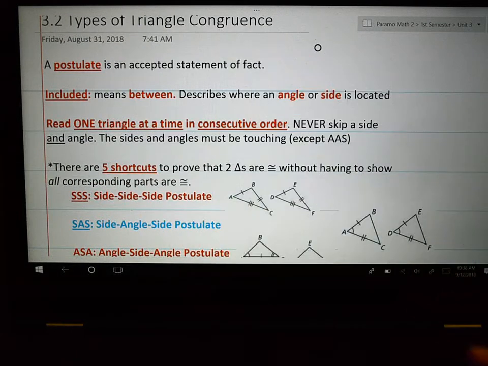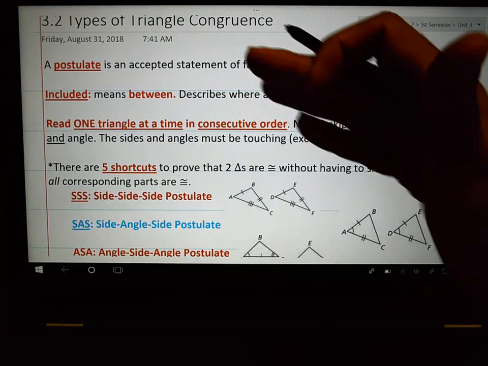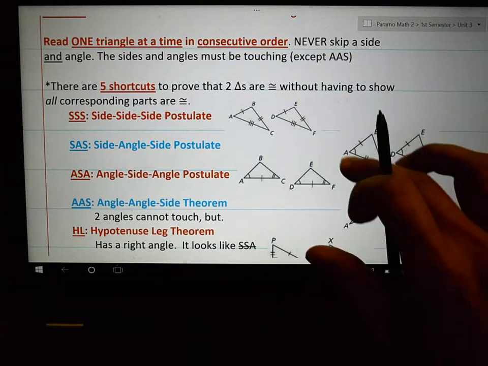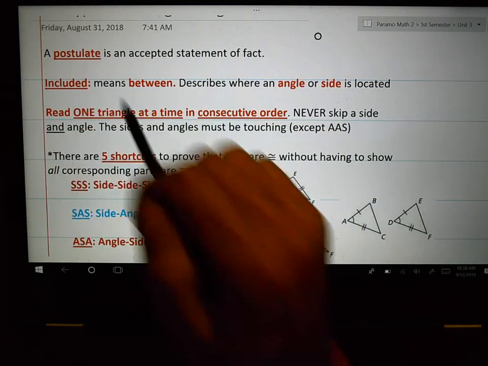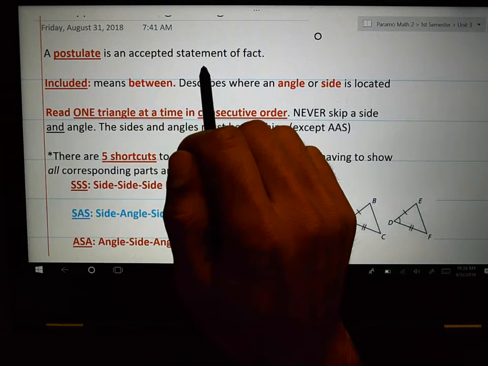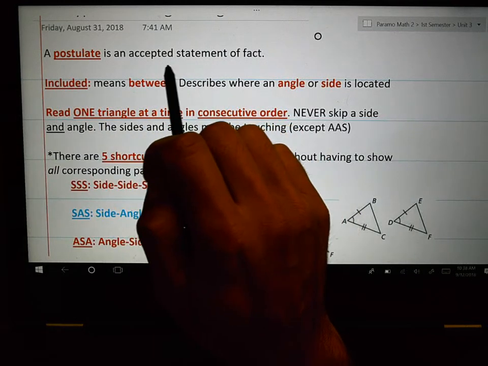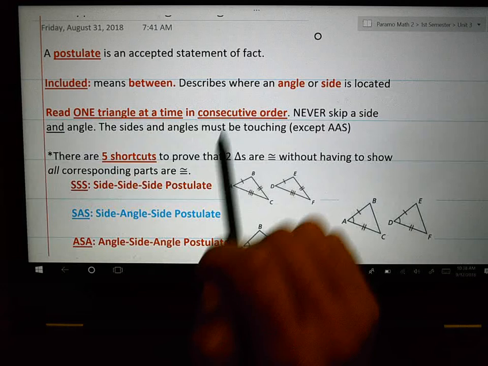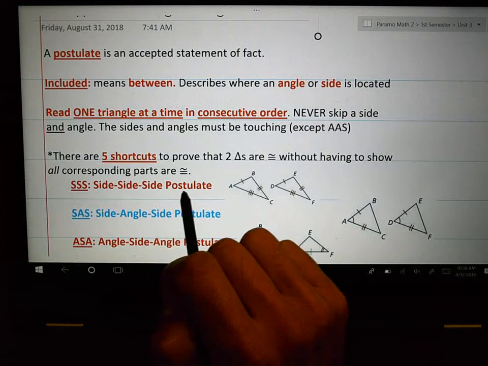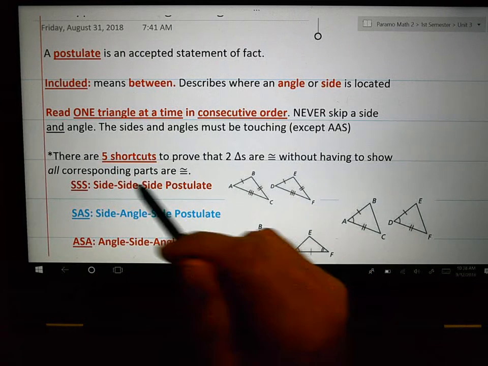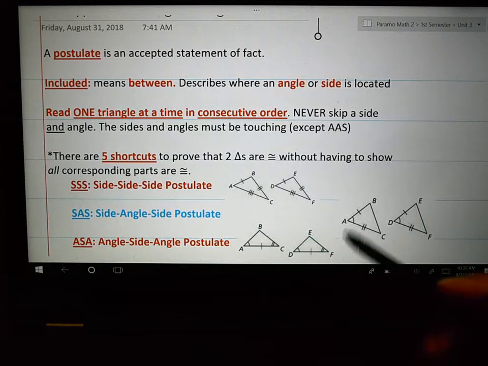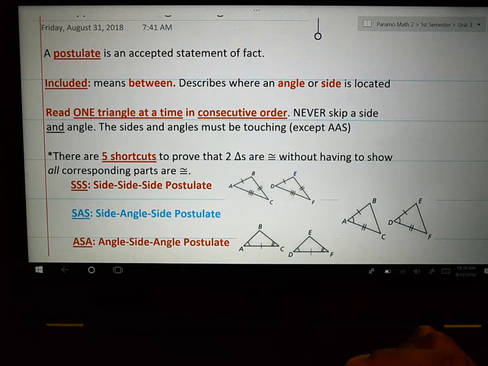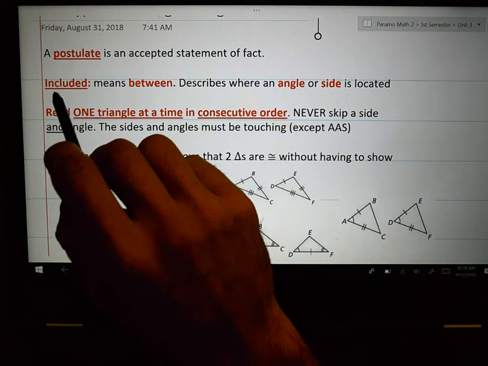I need to describe to you a few other words that we're going to use throughout these 5 shortcuts. So the first word is this thing called a postulate. When I say the word postulate, it's just a mathematical accepted statement of fact. When we say SSS, it's just an accepted fact that if I have 3 sides that are the same, then the 2 objects are going to be the same when they're triangles. Most people will accept it.